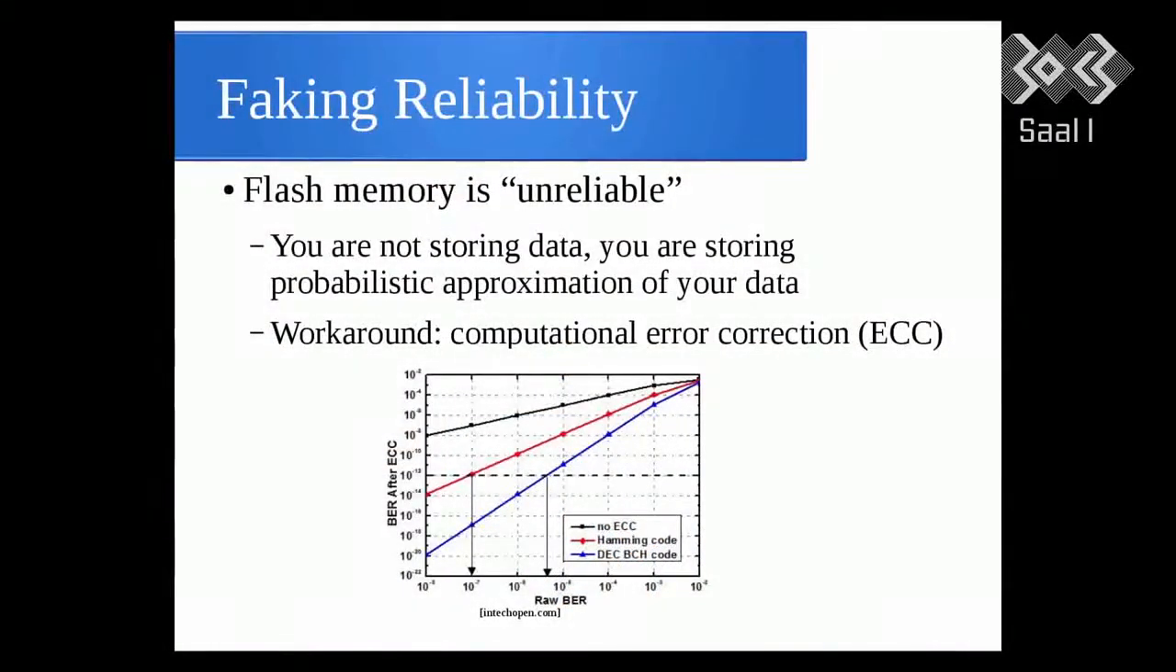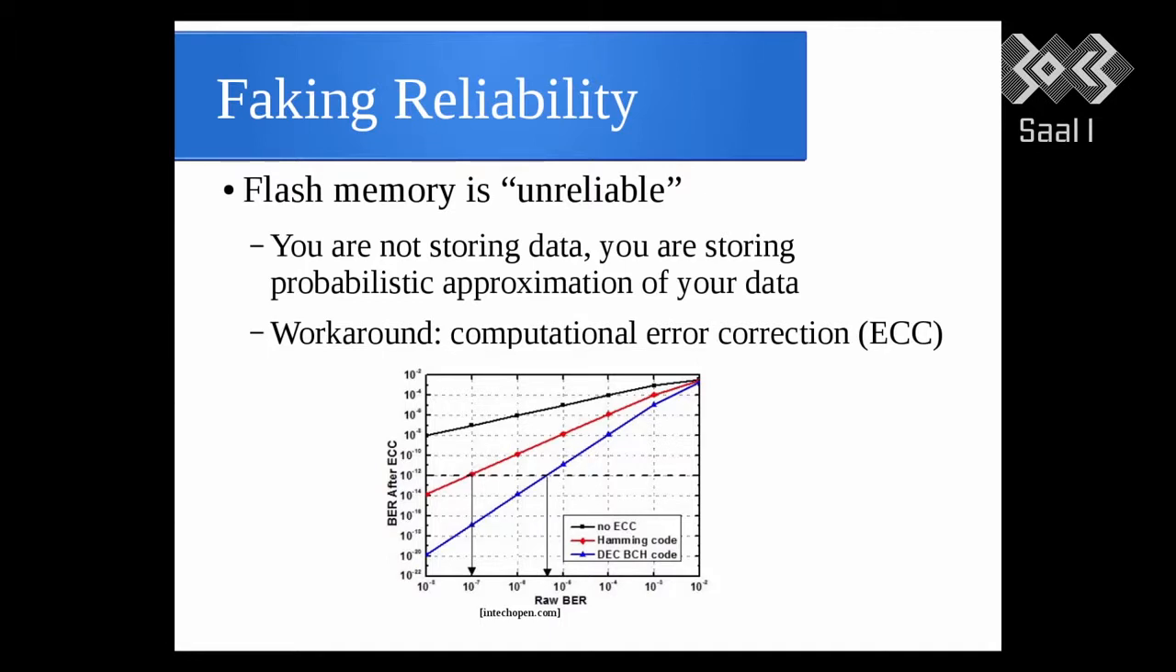One of the things that maybe many of you are aware of, or maybe not, is that flash memory is unreliable, like incredibly unreliable. You don't want to look under the hood and see the sausage that's inside. You're not really storing your data, you're storing a probabilistic approximation of your data. They do a lot of workarounds to try and work with this.